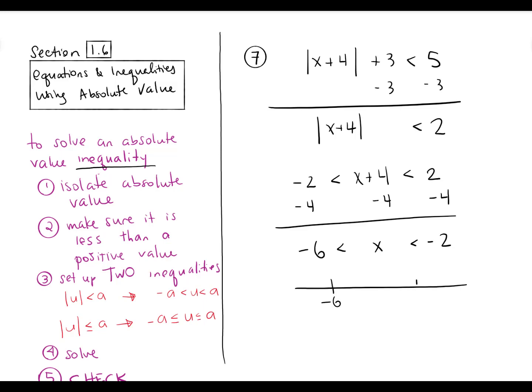Negative 6 to negative 2. We're not going to include those as part of our solutions, but we are going to include all the numbers in between. So we're going to put that, use our set notation using parentheses. And there we go. Those are all of our solutions, an infinite amount.